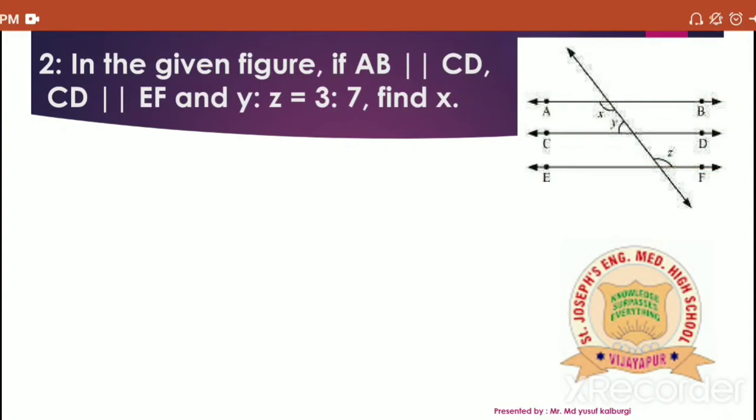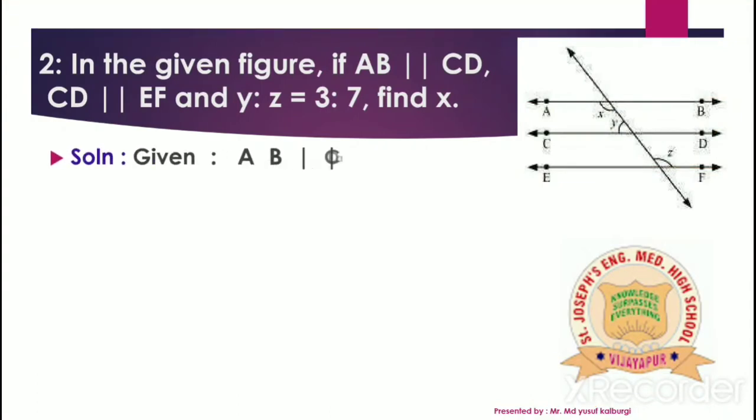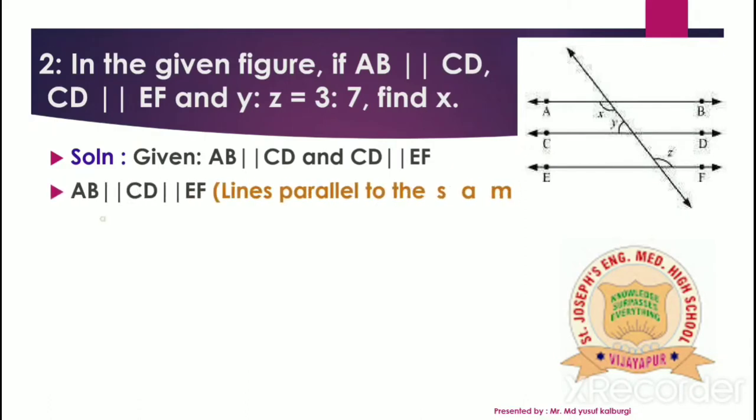So therefore we can write: AB parallel to CD and CD parallel to EF, they have given. From that we can write AB parallel to CD parallel to EF, because all are parallel to each other now. Lines parallel to the same line are parallel to each other. Using this we are going to solve the problem.